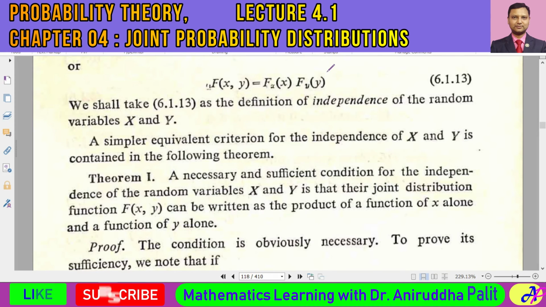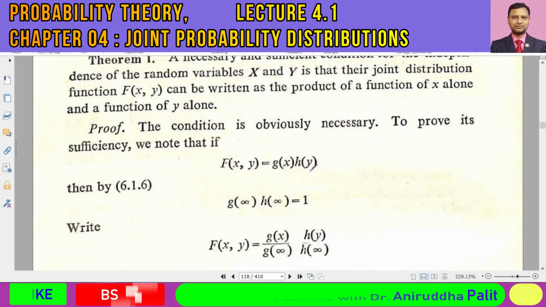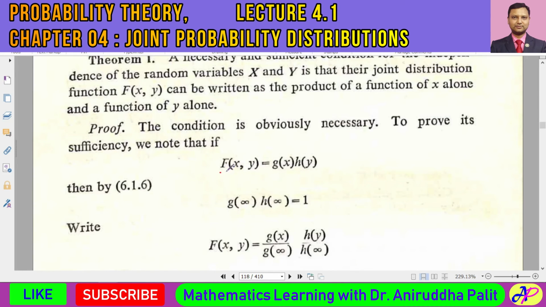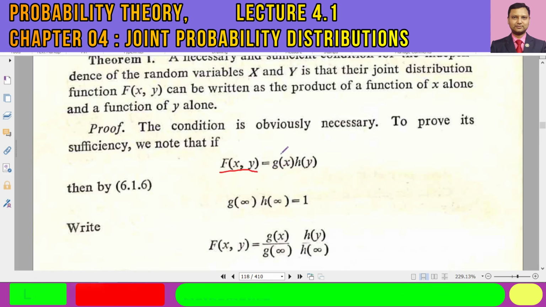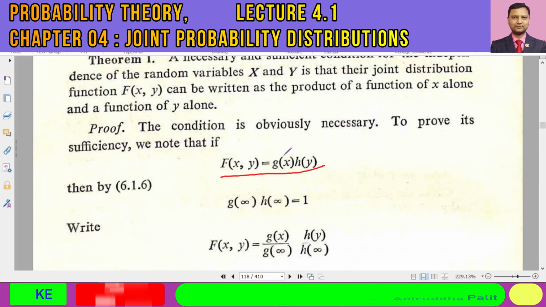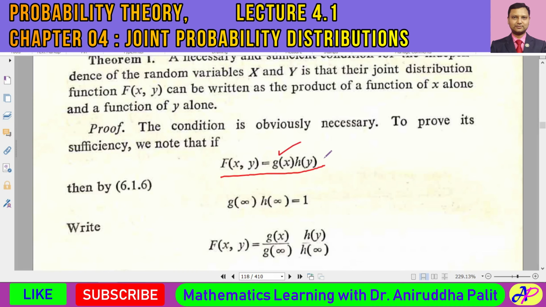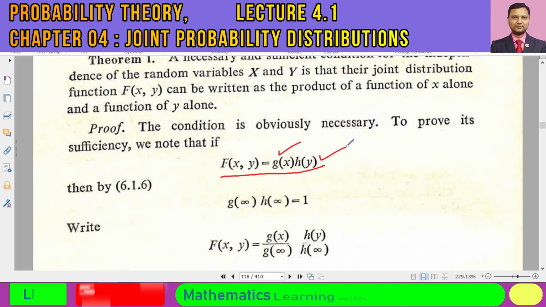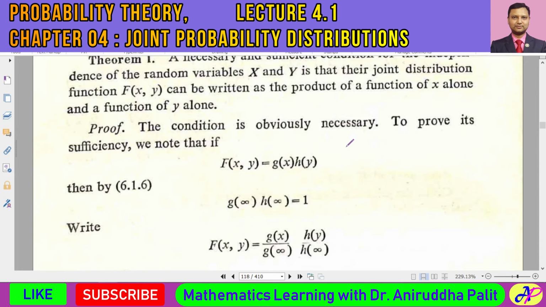But what about the converse? The converse should be proved. Suppose F of x comma y is equal to a product of a function of x only and a function of y only. We shall have to prove that in such a case, if this distribution function can be represented as a product of a function of a single variable x and a function of a single variable y, then capital X and capital Y, these two random variables, will be independent of each other.